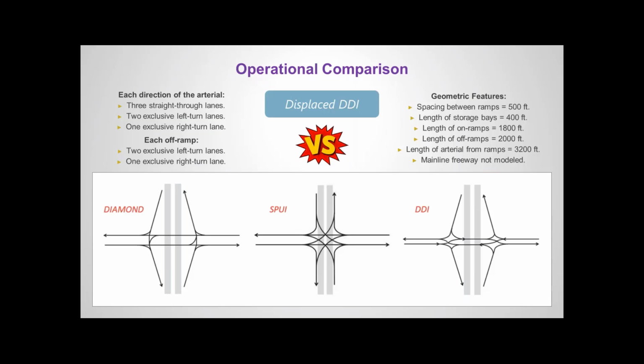And so here's the operational comparison that I did. I compared the displaced DDI with the conventional diamond, the SPUI, and the DDI. And of course, here are the key geometric features that I used for each interchange and in each scenario.